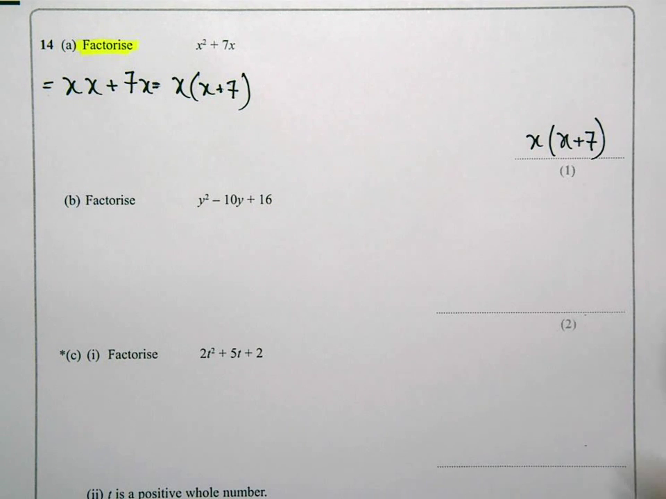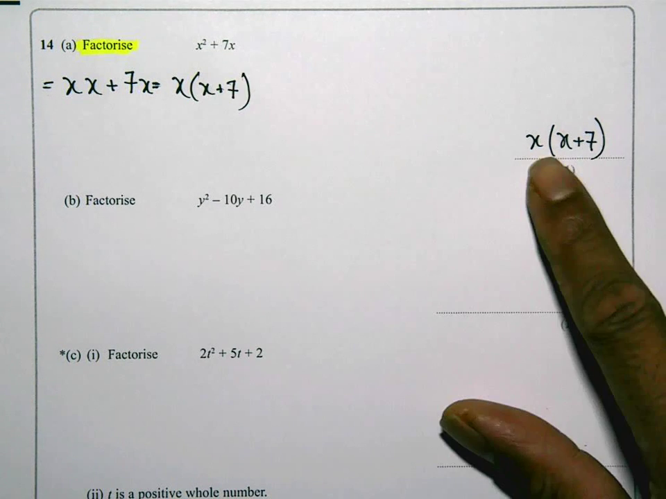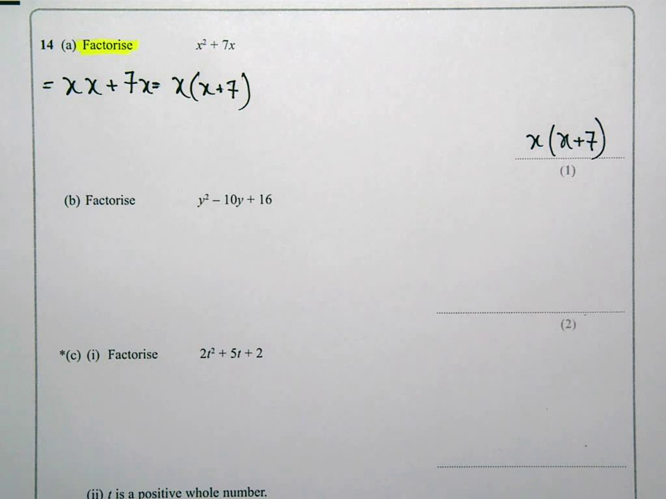Check it. If you multiply it out, you'd get back the original thing. X times x is x squared. X times 7 is 7x. So I know that is correct.